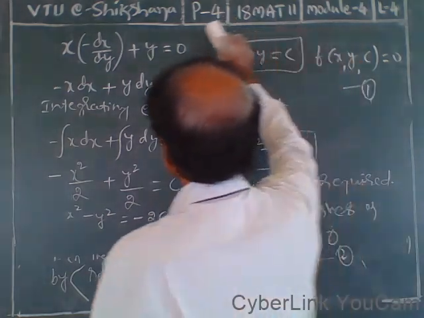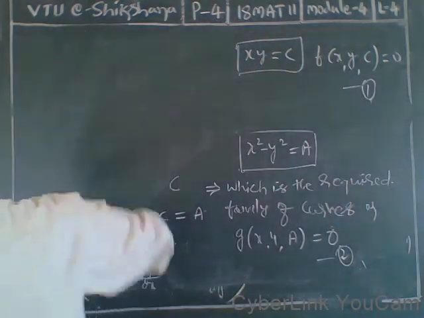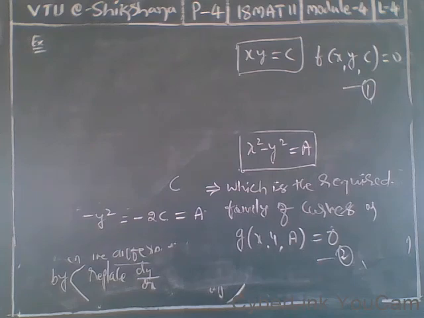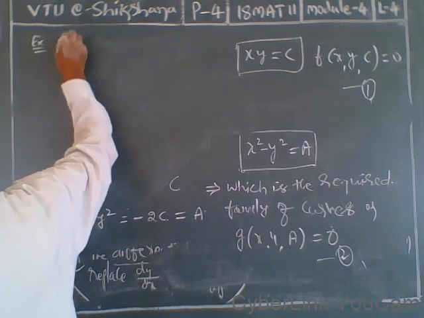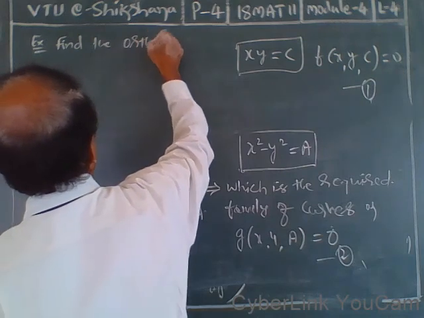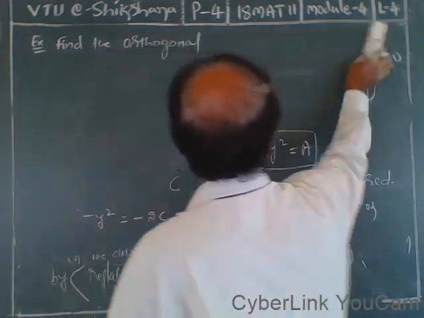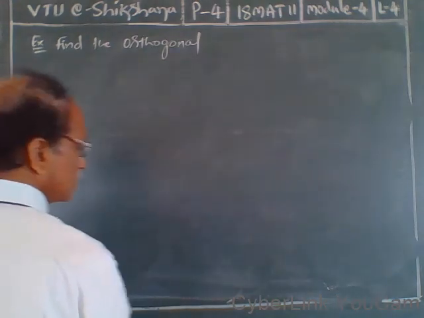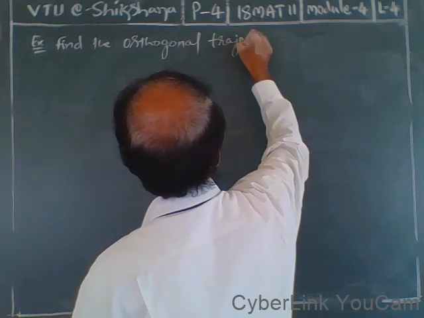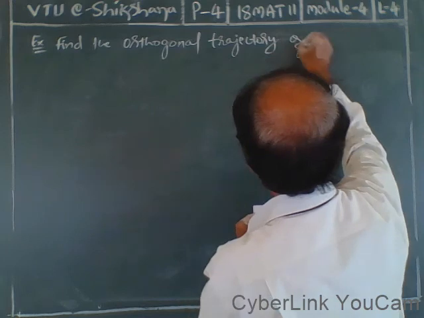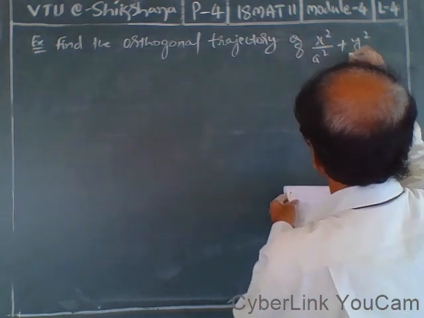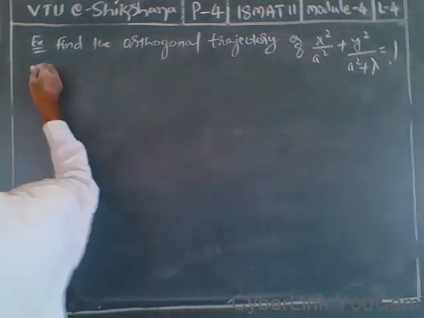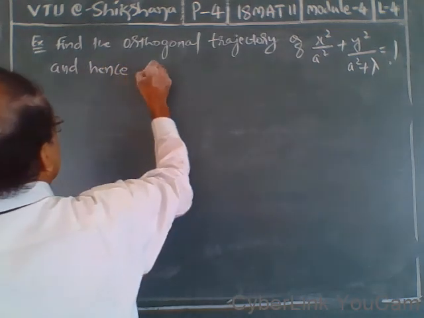Then similarly, I take another problem to study in the same Cartesian coordinate system. Example: find the orthogonal trajectory of x square by a square plus y square divided by a square plus lambda equal to 1, and hence solve the same.